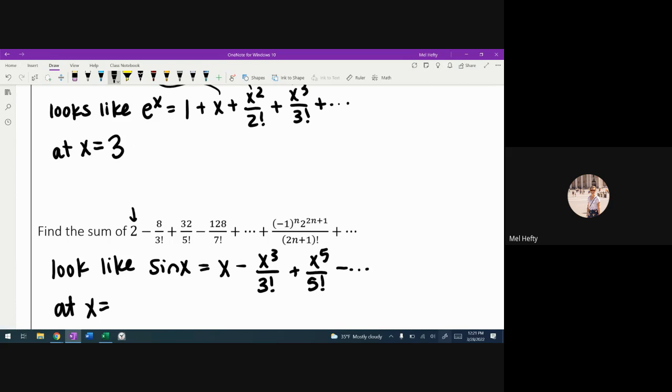2. So that's x. That's x cubed. 2 cubed is 8. Is 2 to the 5th 32? It's 2 to the 7th, 128. Sure. All right. So what is this all equal to?